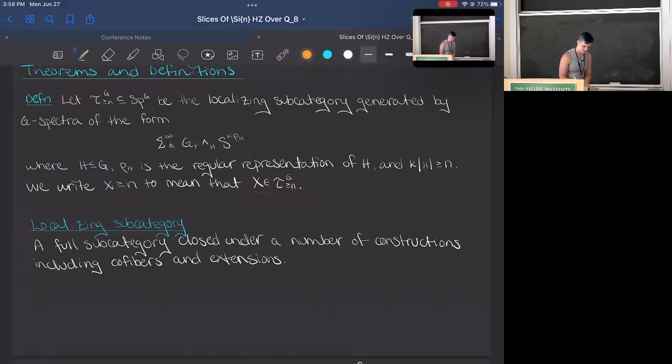Now, what does a spectrum of this form mean? Well, S^(k rho H) is a representation sphere for H. Smashing with G over H induces that sphere up to G. So rho H is the regular representation of H. And then finally, we take the suspension spectrum.